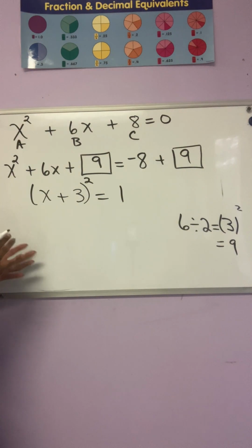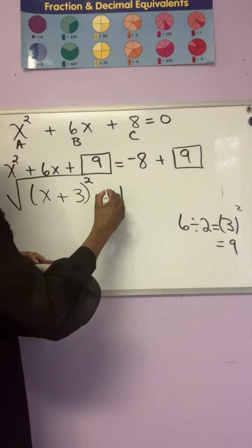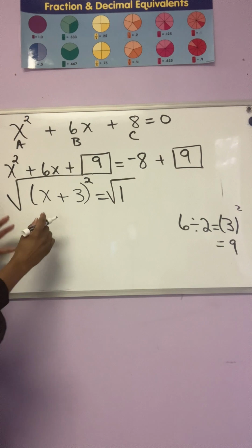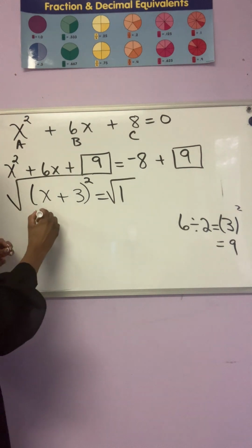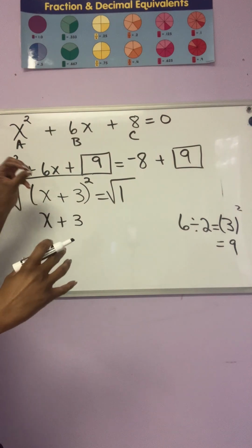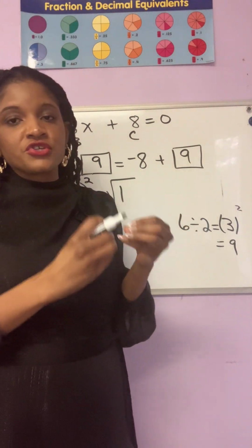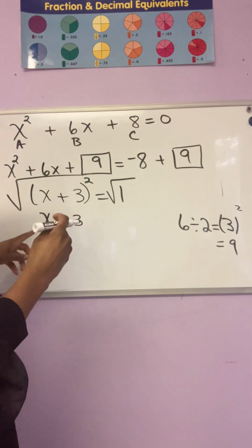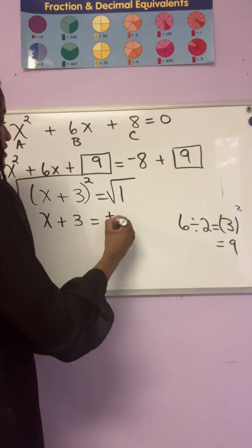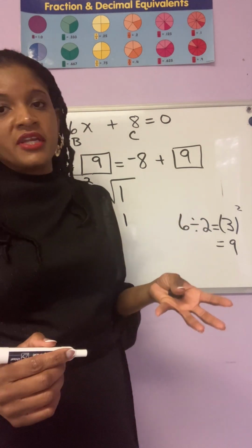And now we're going to take the square root of both sides because we want to solve for x. So we take the square root. When you take the square root of a squared value, you end up with that original value. So x plus 3, and then equals plus or minus 1, because the square root of 1 could be positive 1 or it could be negative 1.